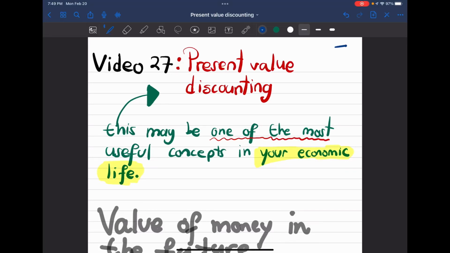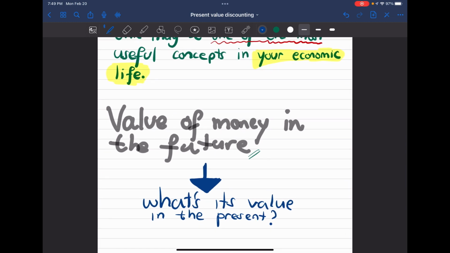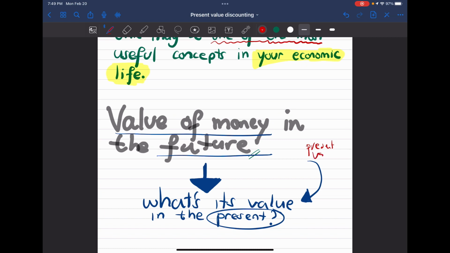This video we're going to discuss the concept of present value discounting, and this may be one of the most useful concepts in your economic life. So the basic idea, you can get it from the terminology itself, is that present value discounting is essentially finding out what the value of money in the future is equivalent to in the present. So essentially finding the present value of that future amount of money. So that's the essence, that's what it means.